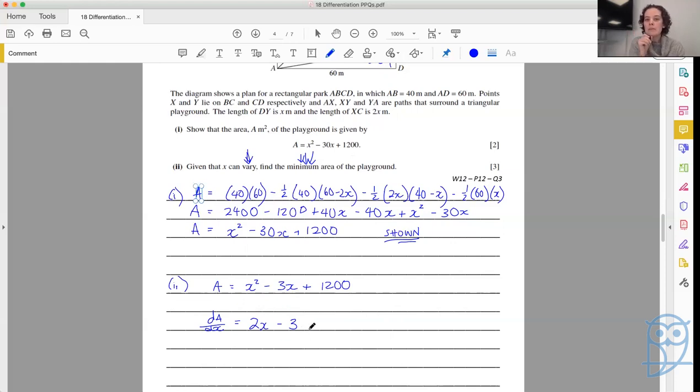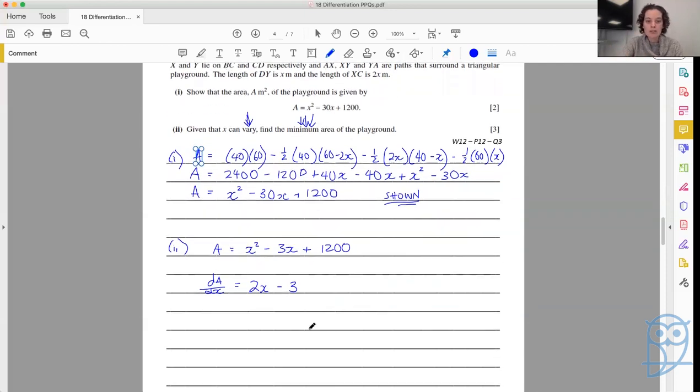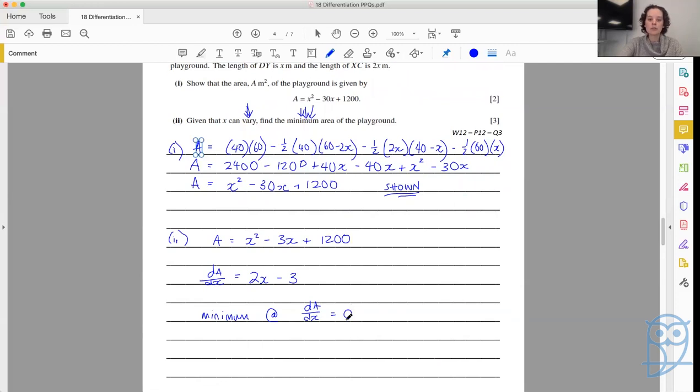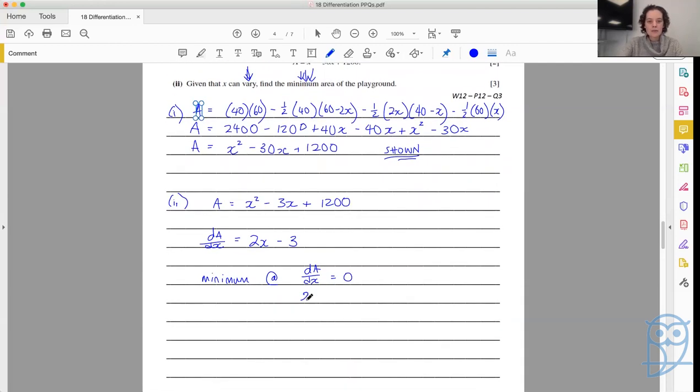Now the minimum area is going to be at the stationary point. A minimum is a stationary point, so where the gradient equals 0, where our derivative equals 0. So minimum at dA by dx equals 0. Tell them where you're going. Tell them the point of doing all of this. So 2x minus 30 equals 0.